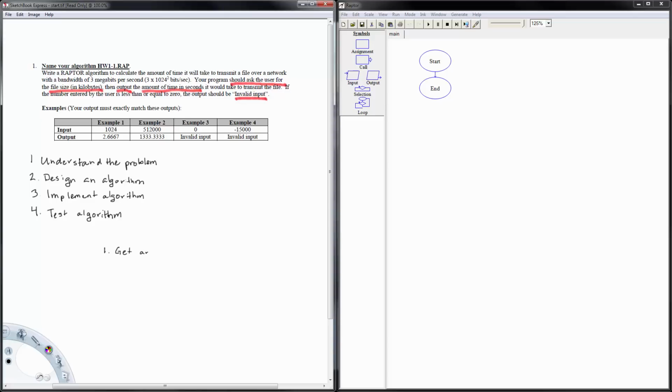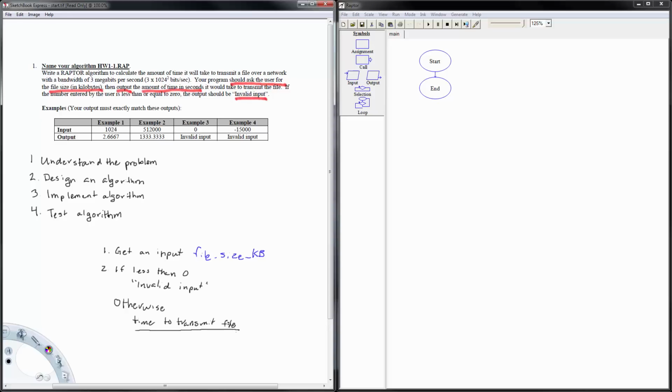Designing our algorithm, we know that we need to start by getting an input from the user. If the input is less than or equal to 0, we'll output invalid input. If the input is greater than 0, then we'll output the time to transmit the file in seconds. We'll call the user's input file size kilobytes, which will help us remember the user's input units.